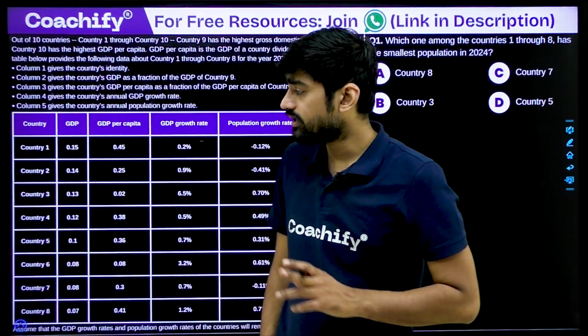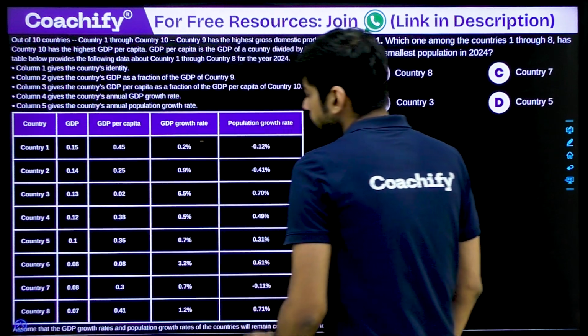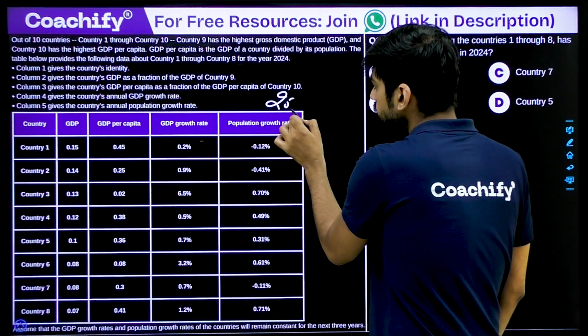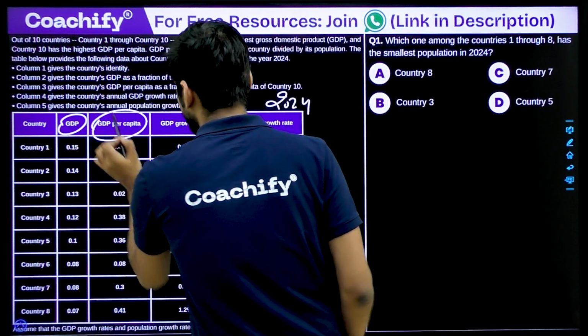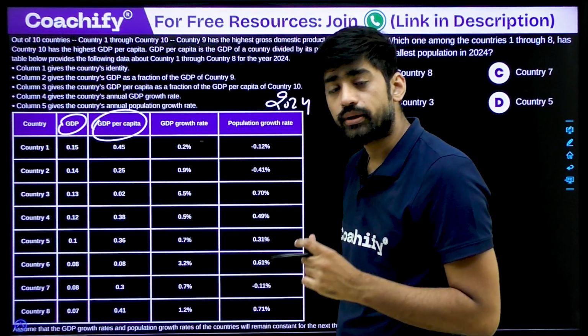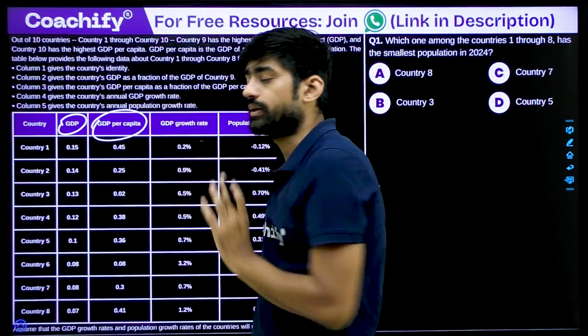Let's quickly understand the information given in this set first. So there is a table given to us. This data is for year 2024. Now we have GDP, we have GDP per capita. How to find out GDP per capita? GDP value divided by population value will give you GDP per capita.